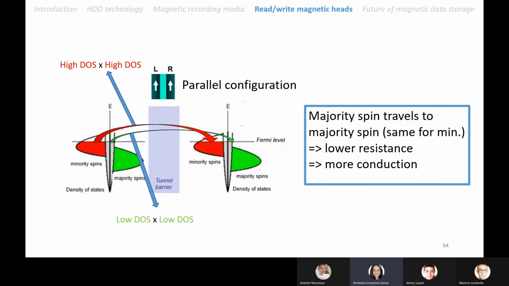So as you can see, the parallel configuration is a low resistance configuration. Here, the spin down electrons represent the minority population on both sides of the barrier, and therefore the spin up electrons represent the majority population on both sides as well. This time we have the product of high densities and low densities. The product of the high densities will favor the passage of the barrier. A simple analogy would be that the minority spin acts like a short circuit, which is present in the parallel configuration.